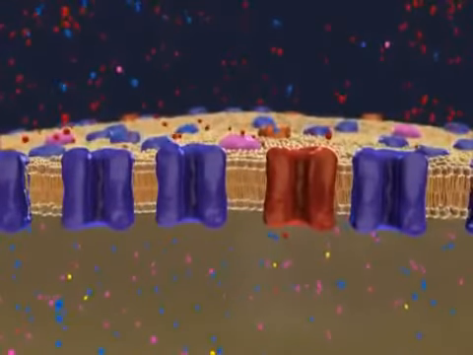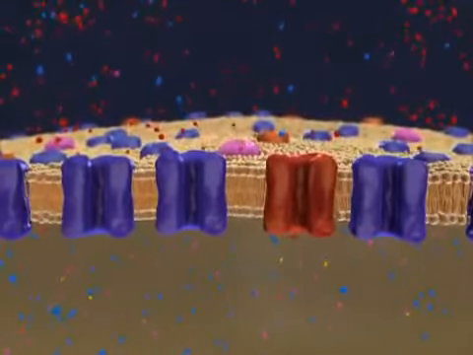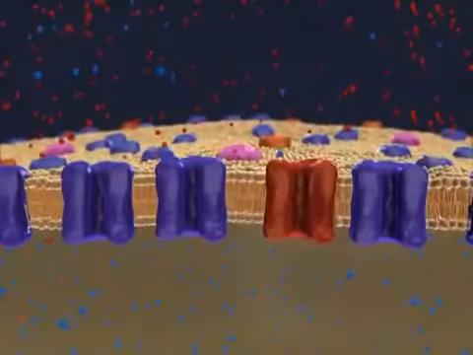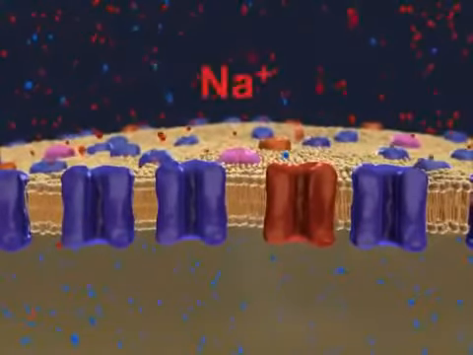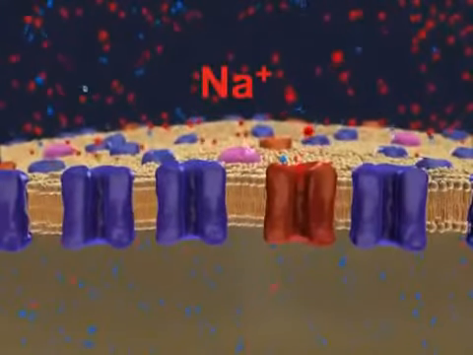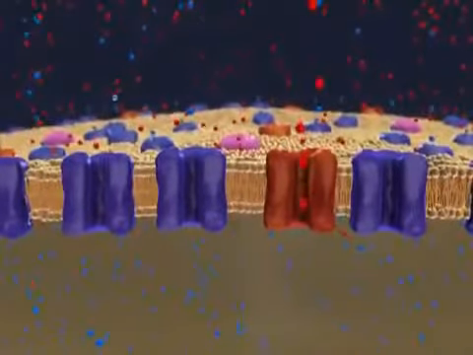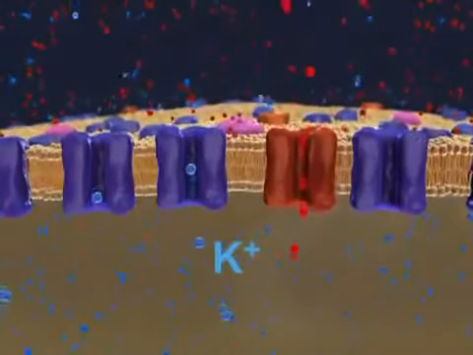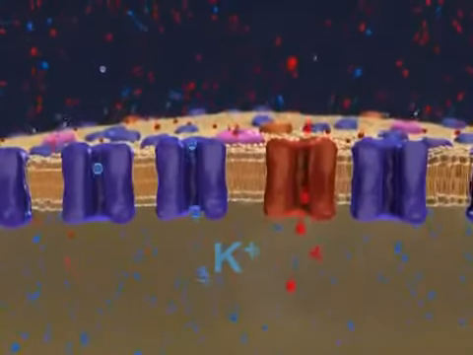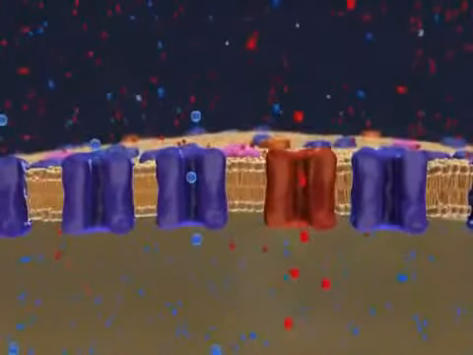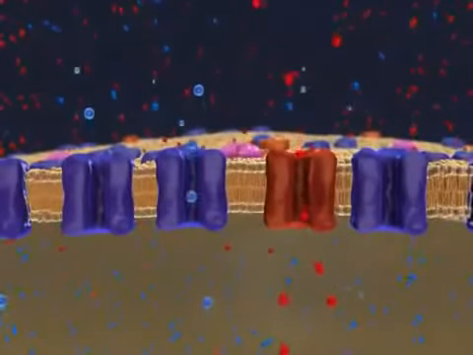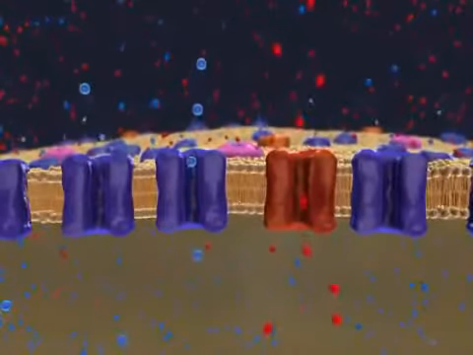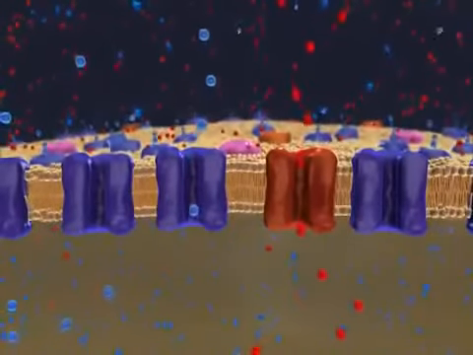First, it depends on the presence of sodium and potassium gradients across the plasma membrane. Specifically, there are more sodium ions outside the neuron than inside, and more potassium ions inside the neuron than outside. Second, the resting membrane potential depends on the differential permeability of the plasma membrane to sodium and potassium ions.